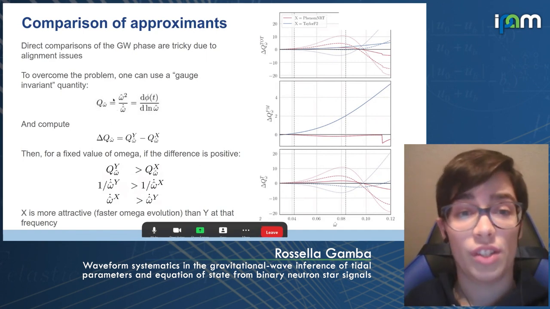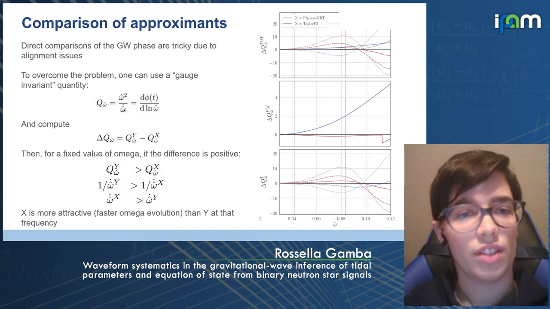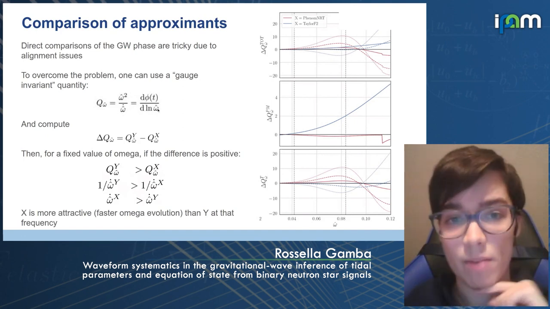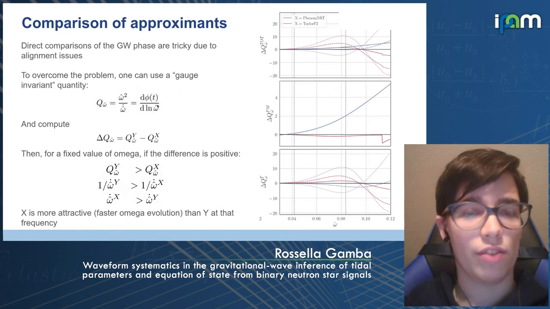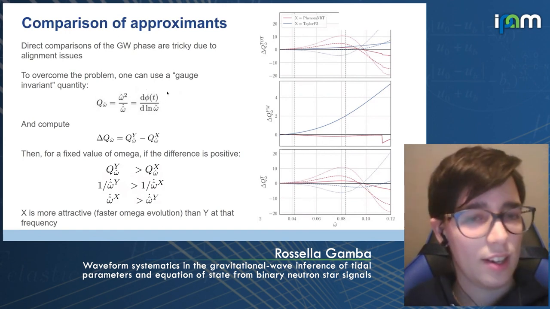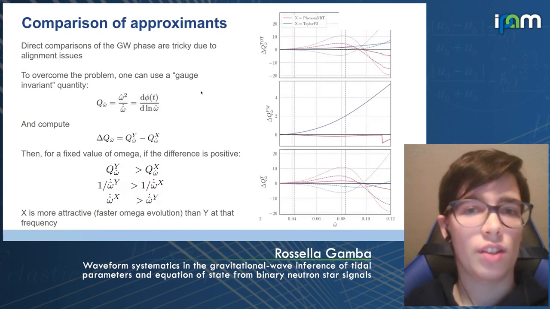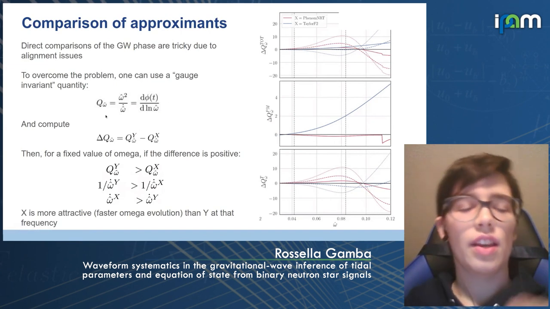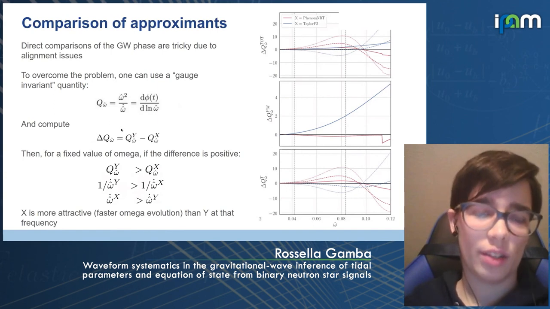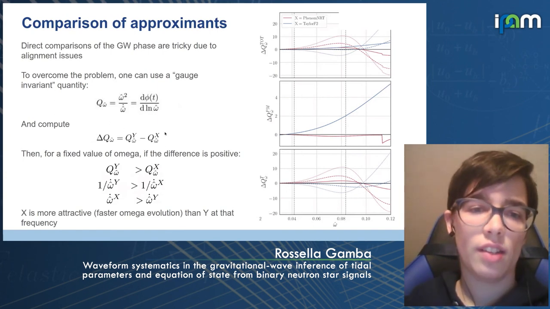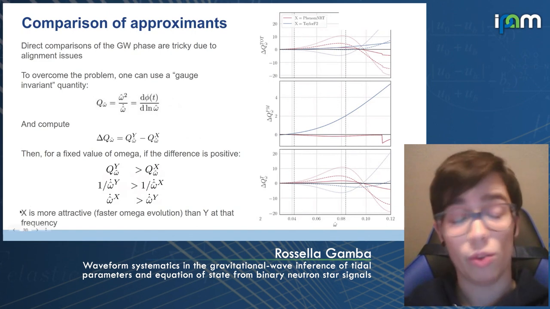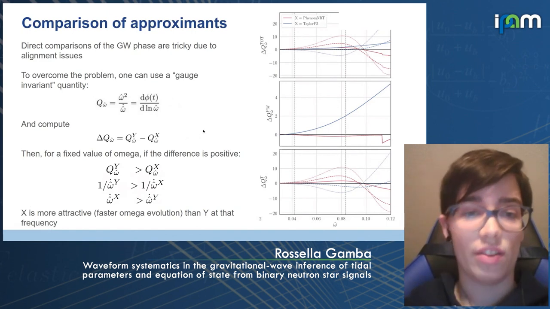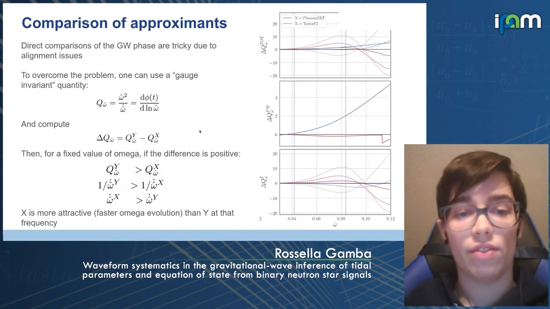that you see over here, which is given by the frequency omega squared over the derivative of omega with respect to time. And you can also compute it like this if you have the phase of your approximant in the time domain. If you then consider two different waveform models, let's call them Y and X, because I have a lot of fantasy, then for a fixed value of the frequency, if the difference delta Q omega is positive, this means that your waveform model X will be more attractive than your waveform model Y, because you will have a faster frequency evolution at that same frequency.